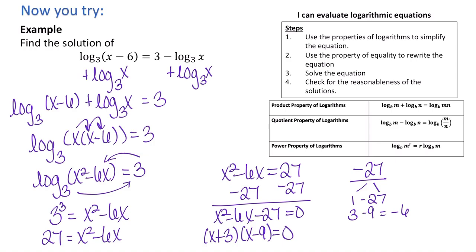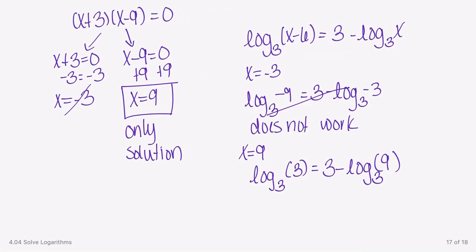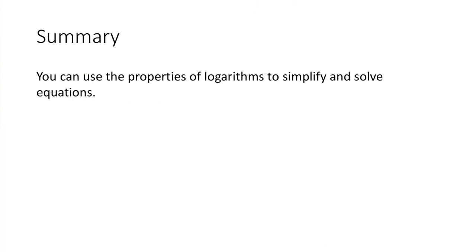Now I can rewrite this in exponential form, which gives me 3 cubed equals x squared minus 6x. So that's 27 equals x squared minus 6x. When I solve that quadratic equation, it gives me two solutions: x equals -3 and x equals 9. If I plug back into the original log, plugging in x equals -3 gives me some negative values, so it won't work. So x equals 9 is the only solution that I can use. Remember that you can use the properties of logarithms to simplify and solve equations.